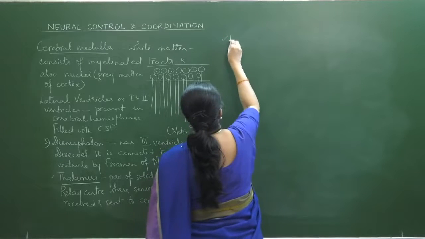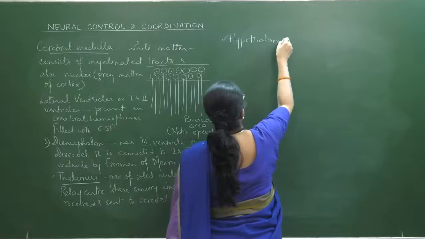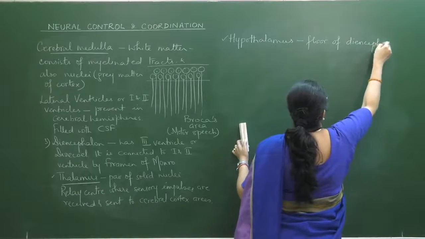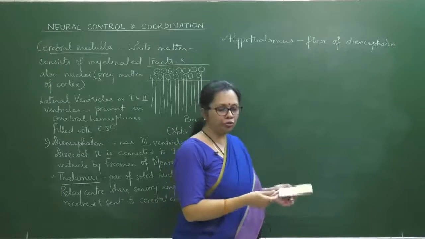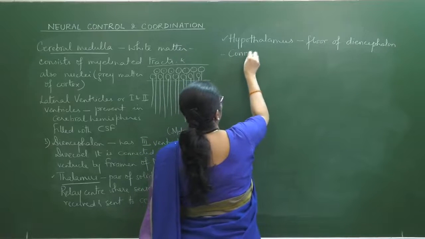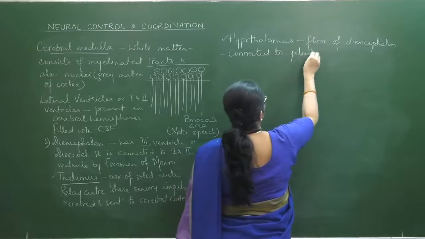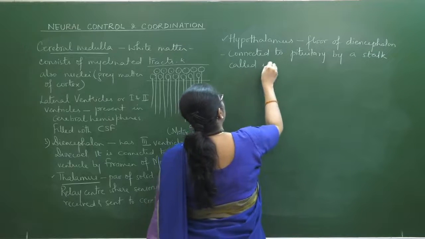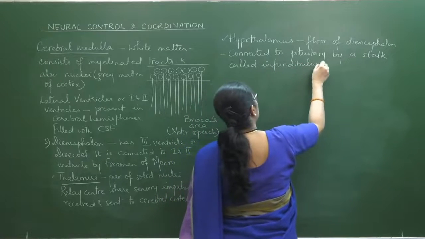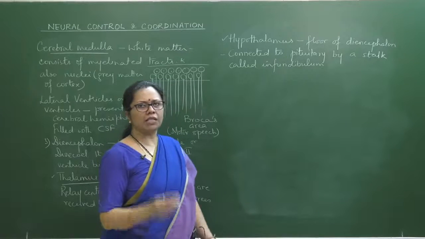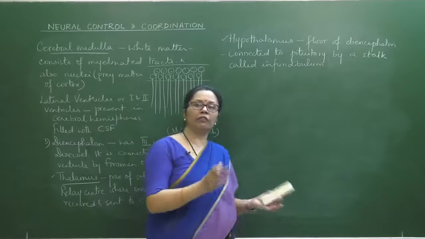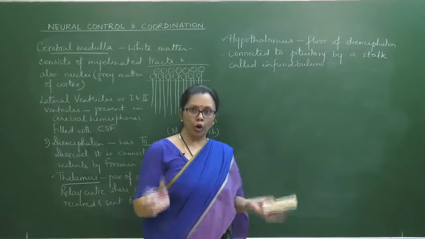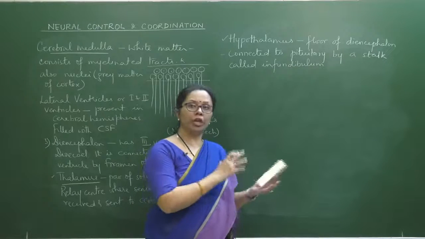Next one, hypothalamus. So hypothalamus, this is the one which is the floor of the diencephalon. And this hypothalamus, you see, is connected to the pituitary by a narrow stalk called the infundibulum. And this hypothalamus has a number of important centers. You can say it is also a link between our nervous and the endocrine system. Yesterday I told you that the nervous and endocrine systems are both concerned with control and coordination of our various organ systems. And these two systems are of course connected through the hypothalamus.